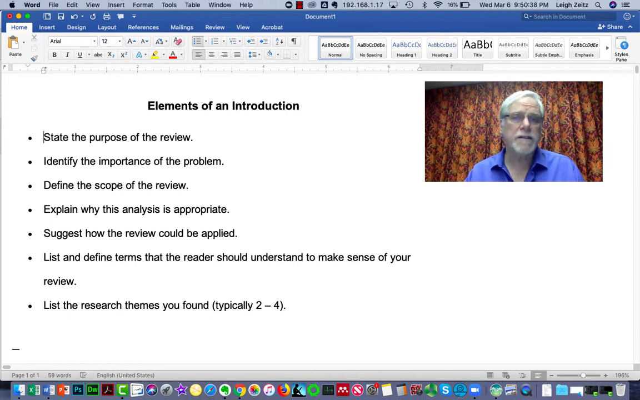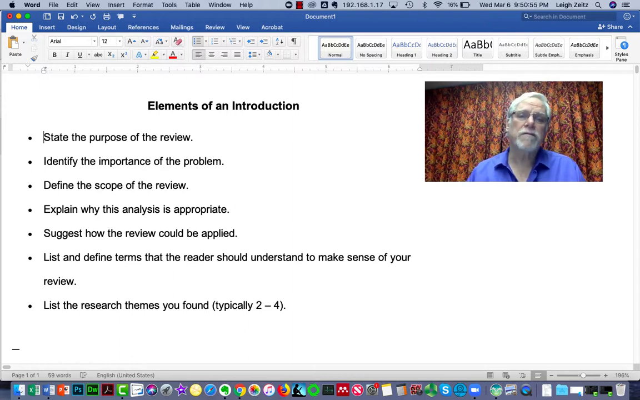And once you've done that, in some cases you might want to start with the purpose of the review. Now, the purpose of the review is talking about why in the heck did you do this? What is it that you're hoping to achieve? I mean, what are the conditions that make it a good idea for you to do this?